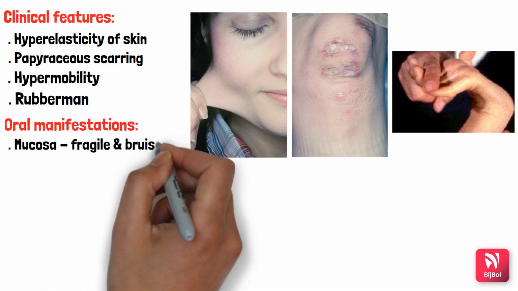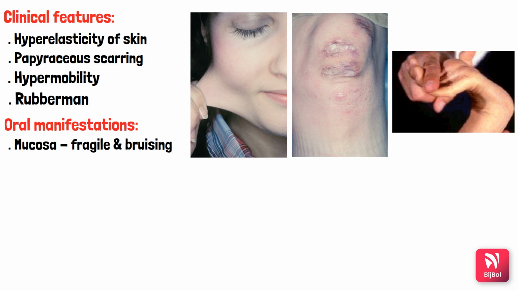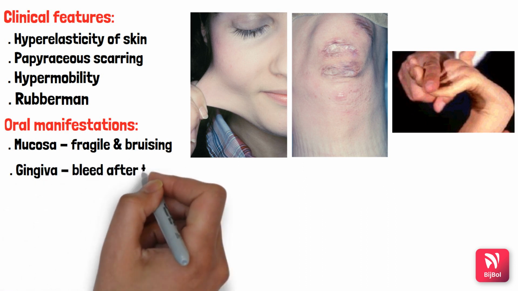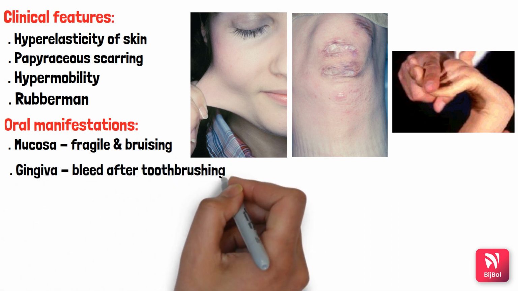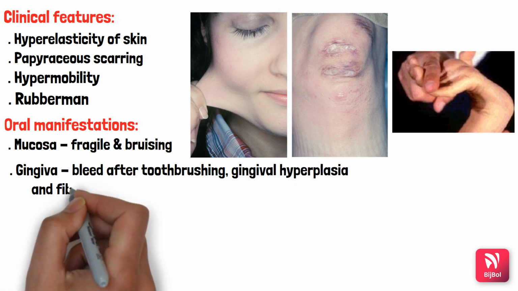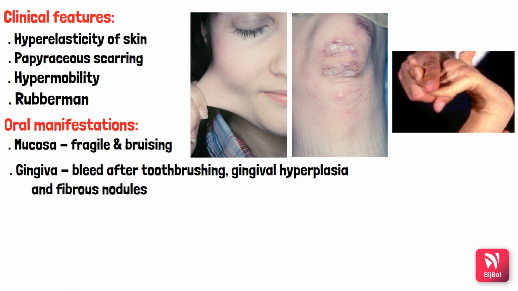Here the mucosa will be normal, but it will be excessively fragile and it will bruise very easily. Even the gingiva will appear fragile and will easily bleed upon toothbrushing and so on. Sometimes it can result in gingival hyperplasia, and fibrous nodules can also appear in the gingiva.